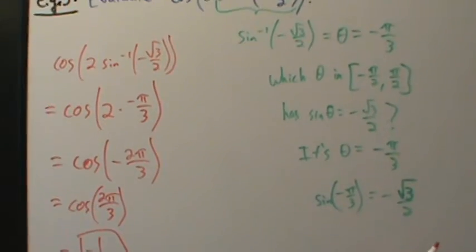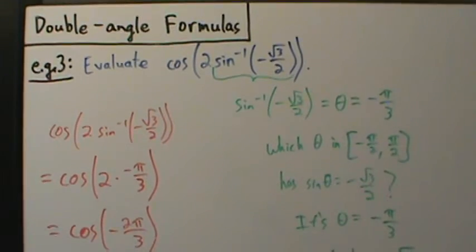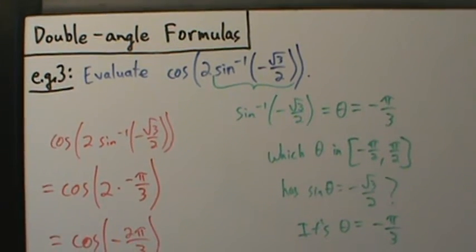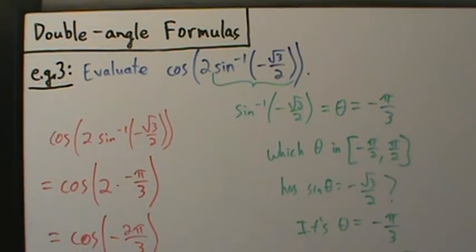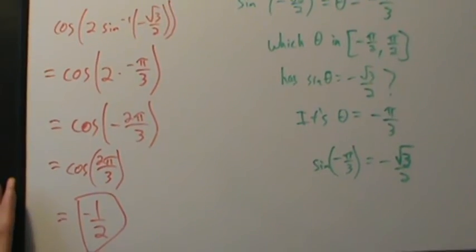So no double angle formulas were involved, but we will see some examples coming up soon where we do have to use double angle formulas. So that's example 3, and again the answer is negative 1/2.